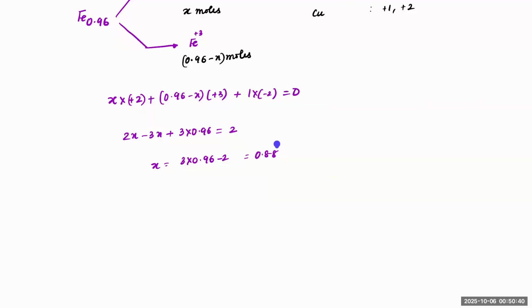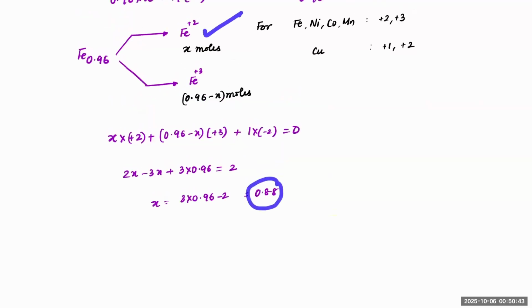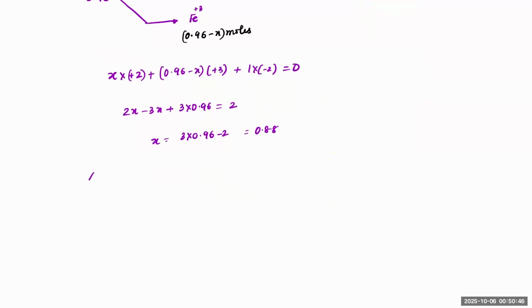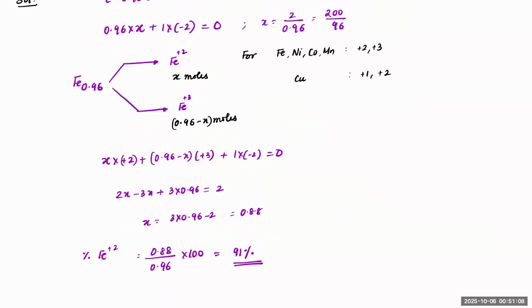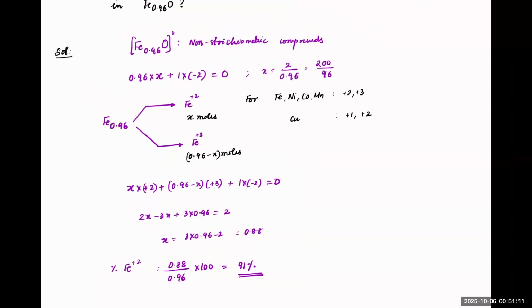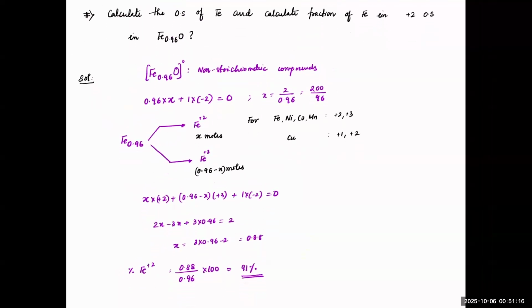So we got x, that is the number of moles of Fe plus 2 ions. Therefore, the percentage amount of Fe plus 2 present in this will be 0.88 divided by 0.96 multiplied by 100, because originally we have 0.96 moles in total. So this is coming around 91 percent. So 91 percent of the moles will be of plus 2, and the rest of the moles will be of plus 3. Very standard question, everybody. Please do check once.